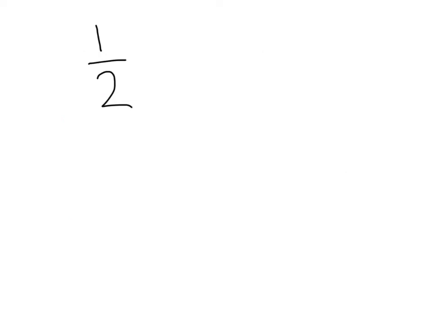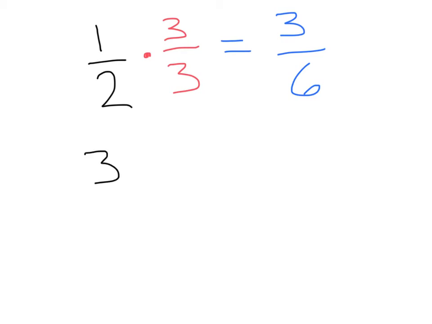Now remember, when getting an equivalent fraction, you could multiply the top and bottom by the same number. So let's say I wanted to multiply this one by 3 over 3. Now that would give me 1 times 3 is 3 in the numerator, 2 times 3 is 6 in the denominator, and I'd have an equivalent fraction. Now let's say we want to go backwards. We want to simplify 3/6.